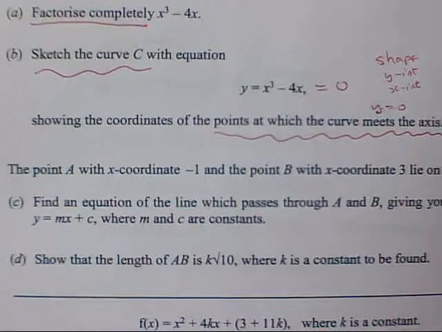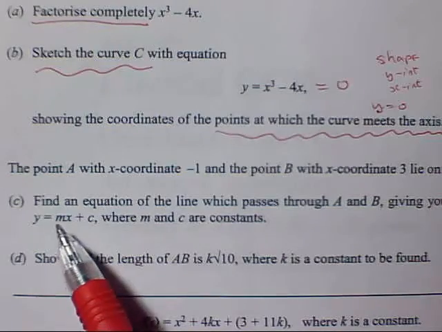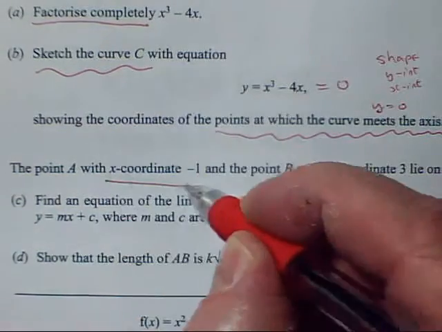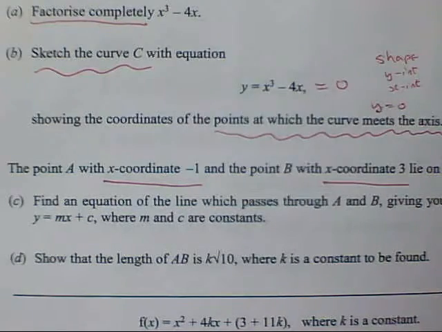Okay, definitely need a graph though. No mark for any work that isn't shown on the graph. Then we've got a point A, we've got an x-coordinate for that point, and we've got a point B with a different x-coordinate, and they lie on the curve C.